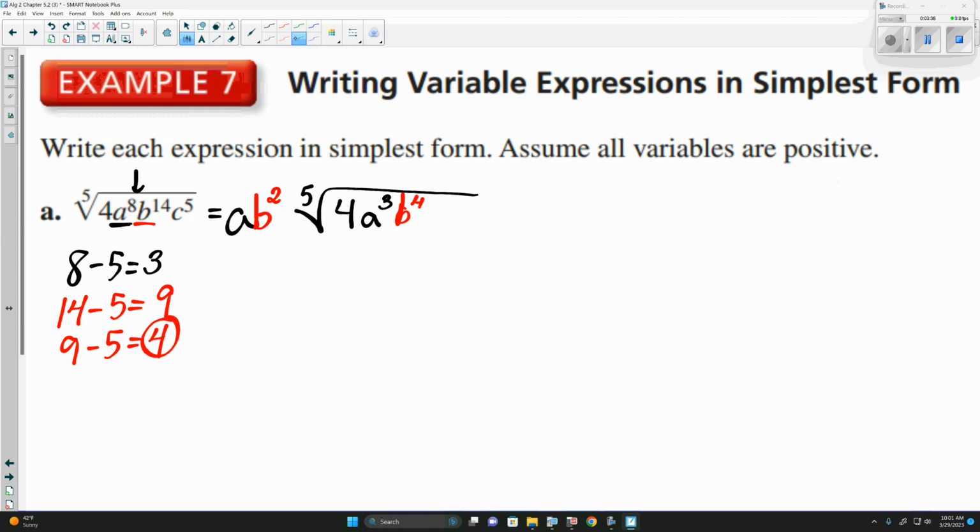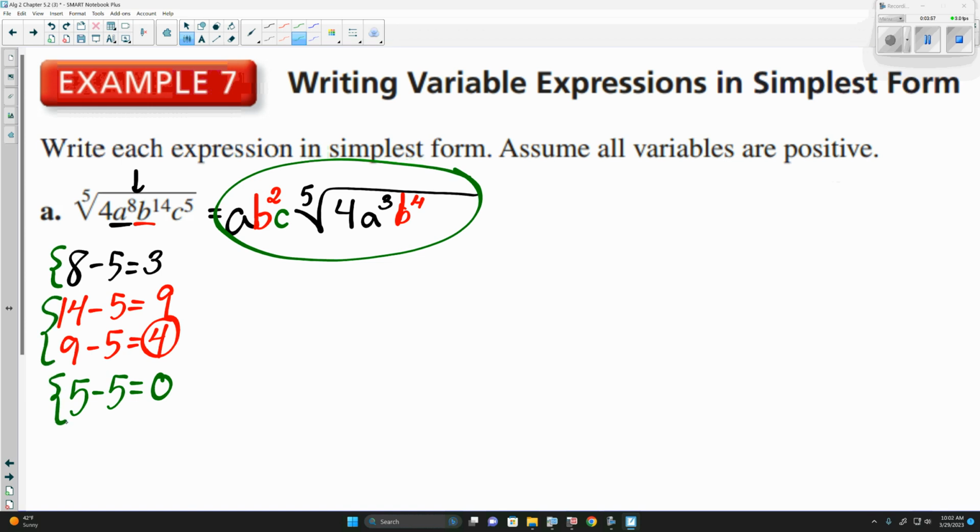And lastly, we have c. Well, c is to what power? 5. Well, 5 minus 5 is 0. So we can take one c out, and there are 0 left over inside. How do you know whether to leave it out or put it inside? Because this here is the number of times we can take it out, the groups of 5 that we're pulling out of it, and this is our leftover. Questions on this here?